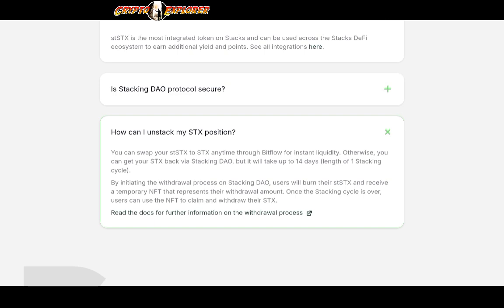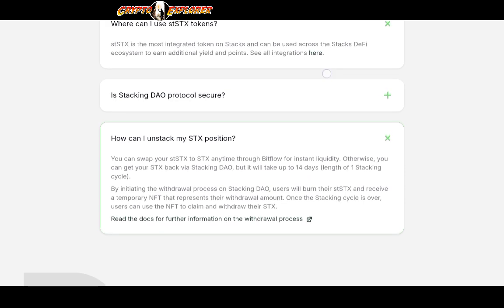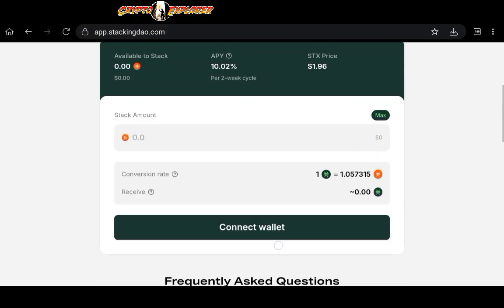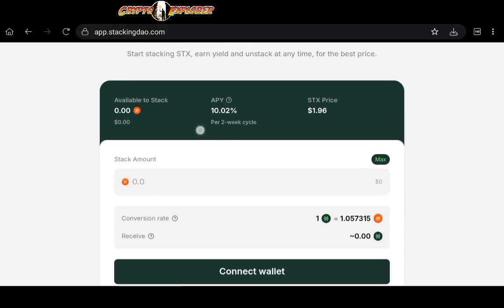Otherwise, if you want to get your STX back via the Stacking DAO, you will need to wait 14 days, which is the length of one stacking cycle. As you can see up here, it's per 2 weeks cycle that they work. This is how the protocol is designed. So if you want to access your liquidity instantly, you'll need to use BitFlow.